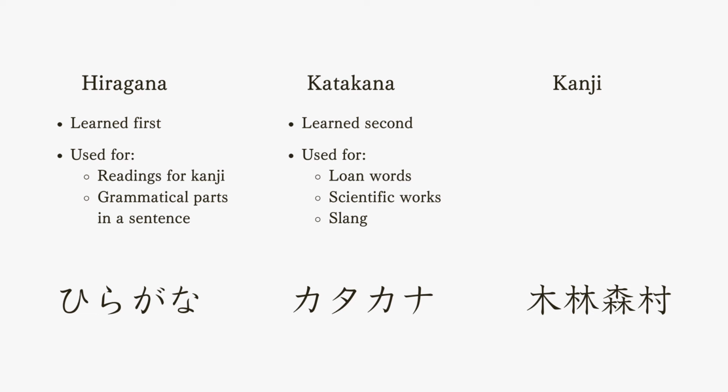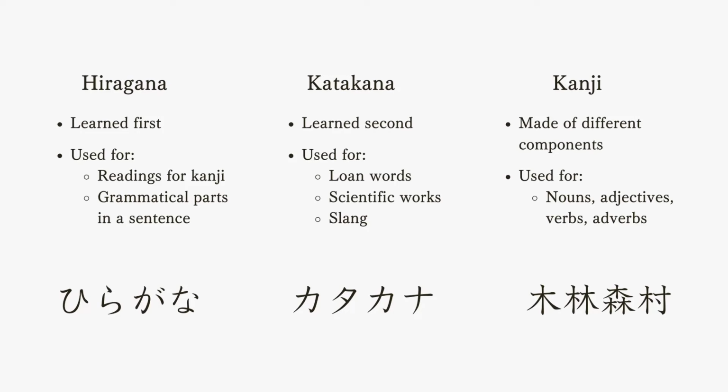Kanji, the third writing system, often looks complicated to write, but they're much less complicated once you realize they're just made up of different components and different parts that get put together and organized in different ways. You cannot write a sentence in Japanese using only kanji. They're used to write nouns, adjectives, verbs, and adverbs, so the main parts of a sentence.